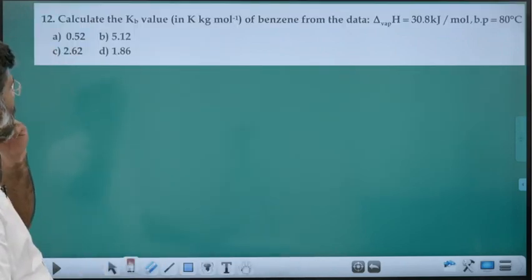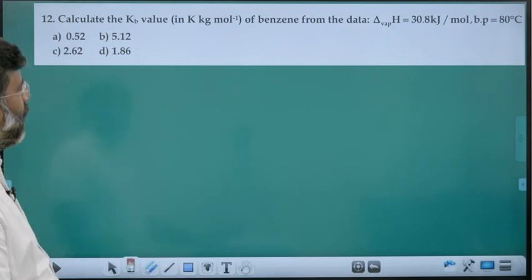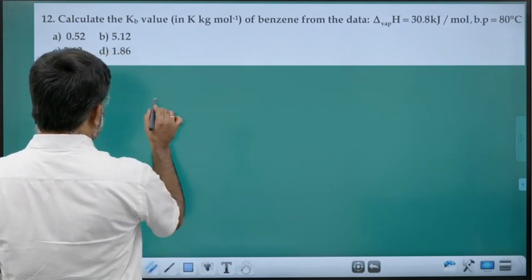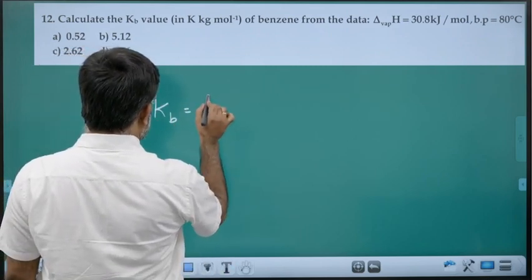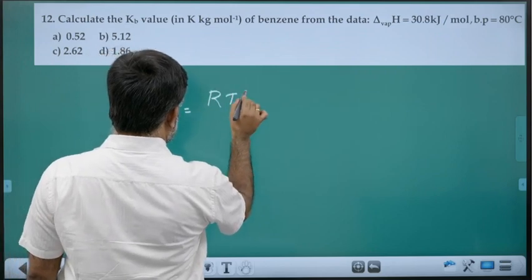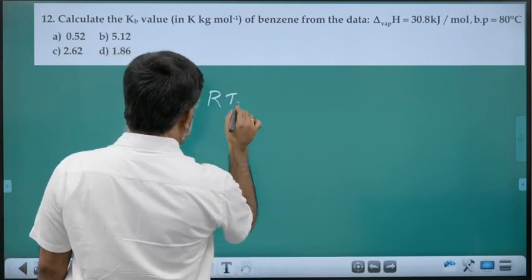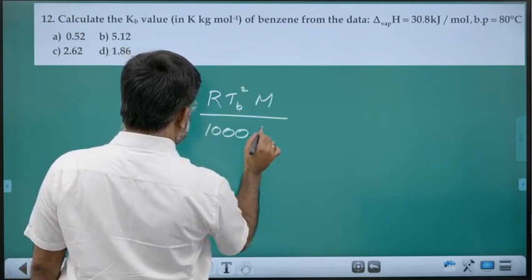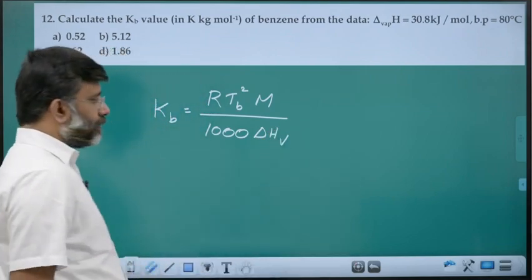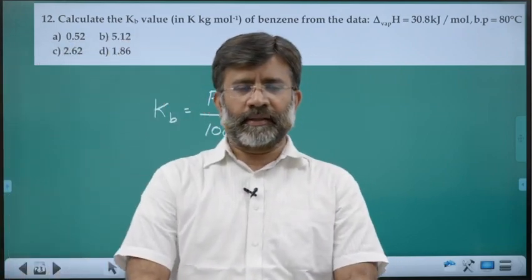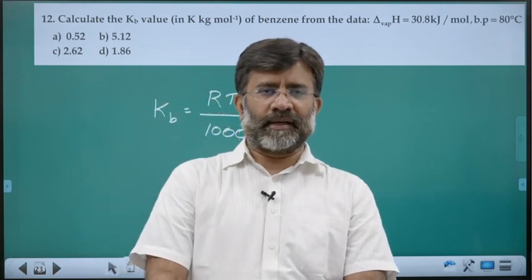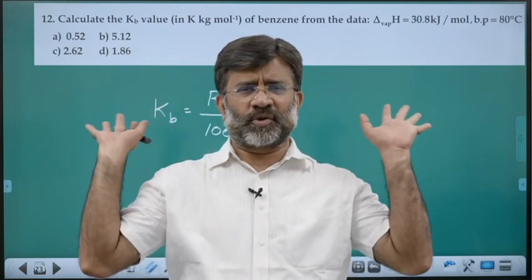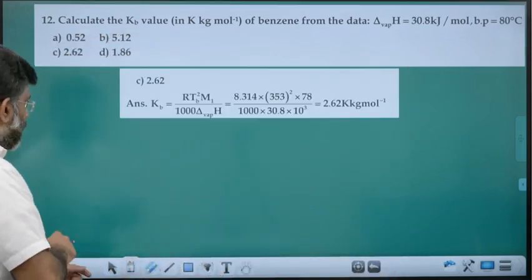Calculate the Kb value of benzene from the data. See, this is the point I was commenting on a few minutes back. Kb is equal to R Tb square M by 1000 delta H vaporization. The formula is available in the textbook. Go through that. Simple substitution of the given data, and what do you get as the answer?